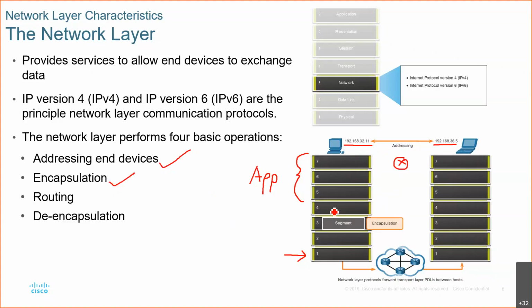Encapsulation of the segment that is created in the transport layer. Remember, your data comes from the application layer, segmented in the transport layer. So that segment has to be encapsulated inside your network layer. And then the packets will be sent down to your data link layer, and then broken into chunks of frames, and these frames will be sent to the physical layer as bits and bytes.